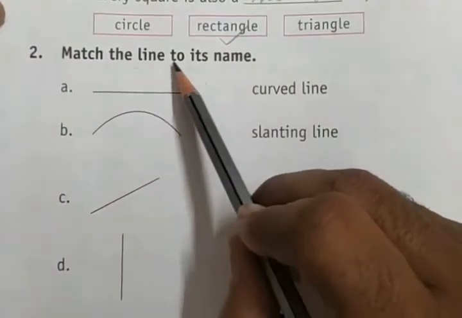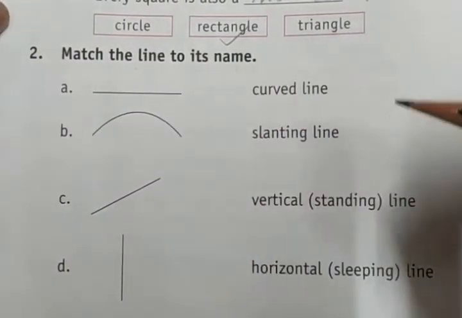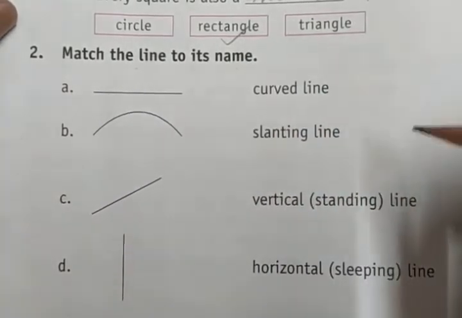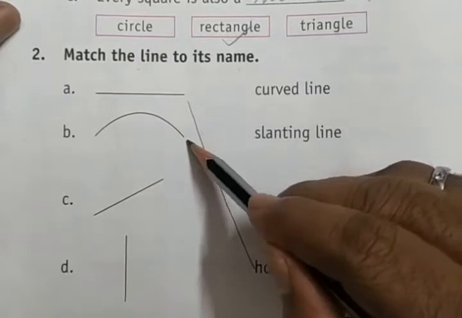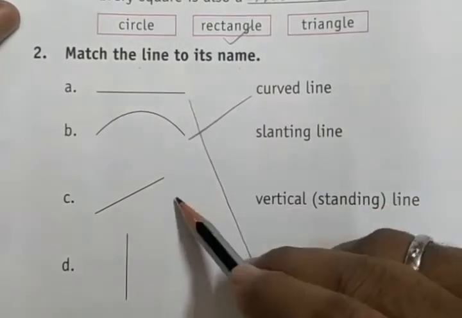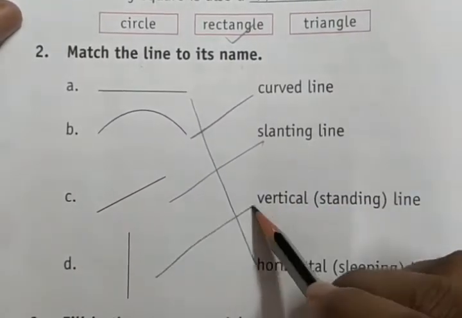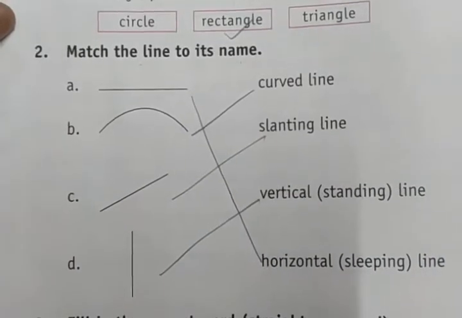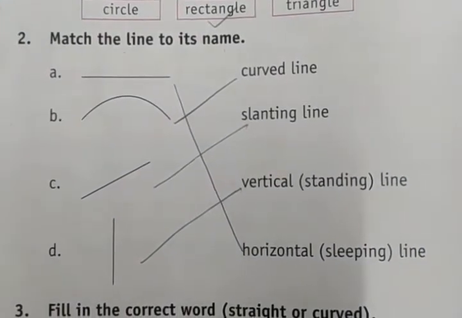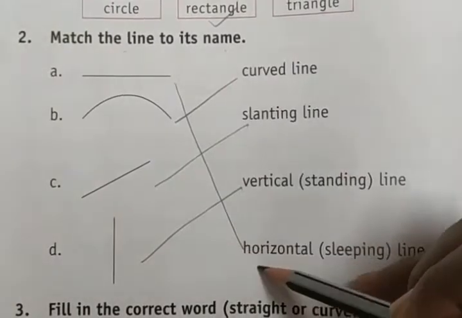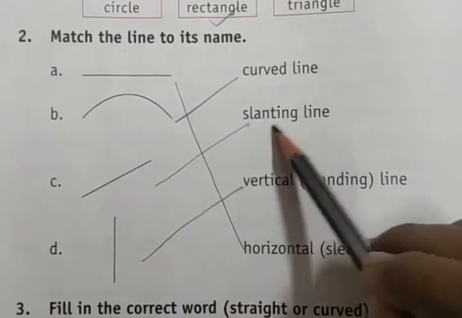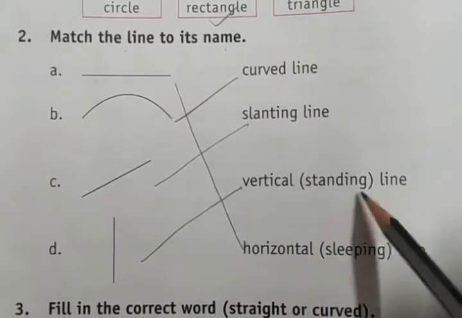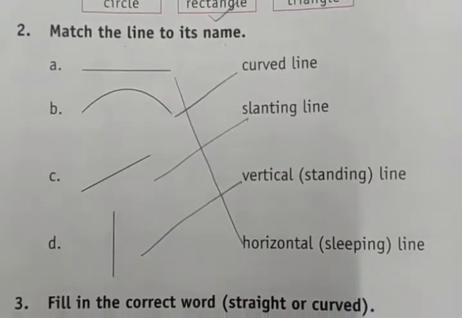Match the line to its name. This is a horizontal line. This is a curved line. This is a slant line. This is a vertical line. So match the line to its name. Horizontal line, curved line, slant line or slanting line, and this is a vertical or standing line.